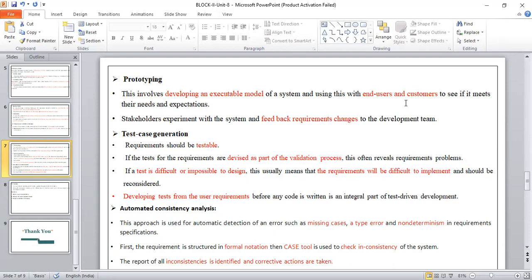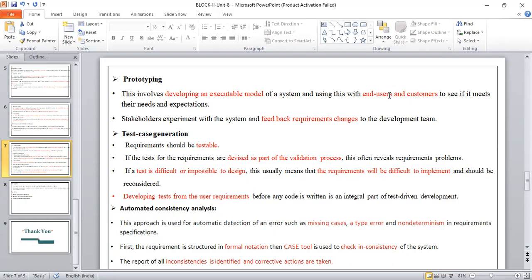Next comes test case generation. What is test case generation? How to check the requirements? Requirements should be testable. Many test cases can be written to check the requirements. The tests for the requirements are devised as a part of the validation process. This often reveals requirements problems.